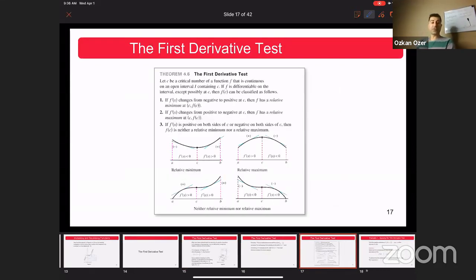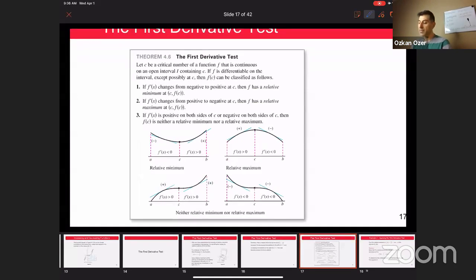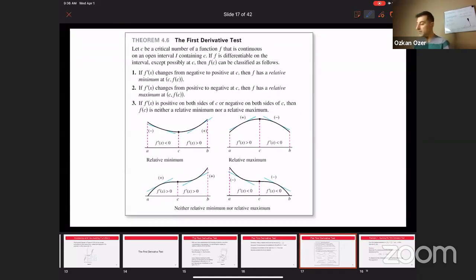Okay? And I'm going to put this in a statement here. It's called the first derivative test. And then you will see in the homework problems, stating that use the first derivative test to determine the relative extrema of the given function on the given interval. So you're going to remember this first derivative test. So let's see what it is talking about.